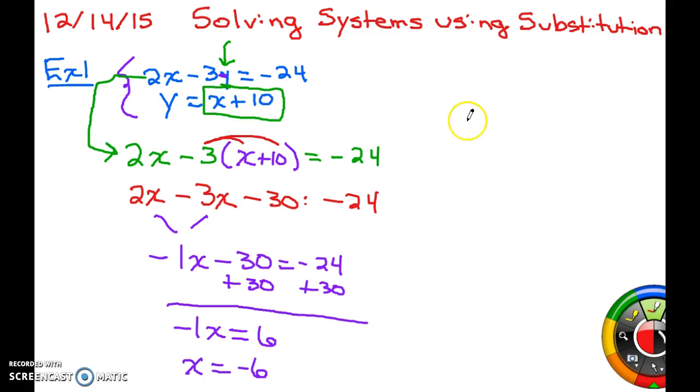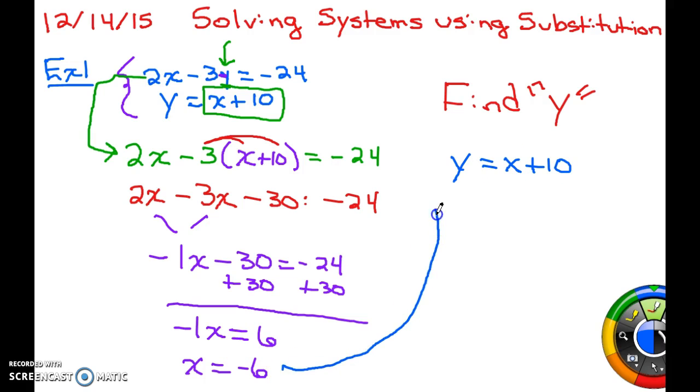But now the second step is I have to find y. So over on the right hand side here, we'll just make a little note. Now we have to find y. We already found x. Now we have to find y. Well, I know from the beginning, right over here, it says y is equal to x plus 10. So if I just rewrite that, y equals x plus 10, I know what x is now.